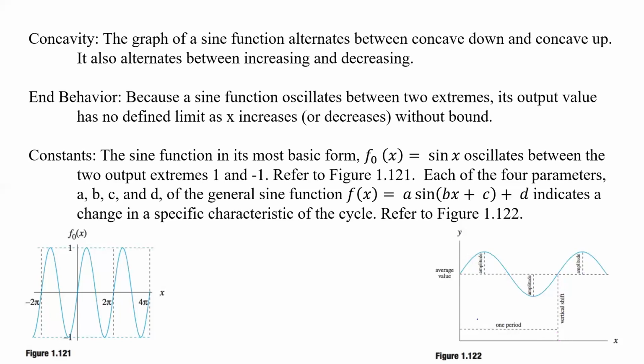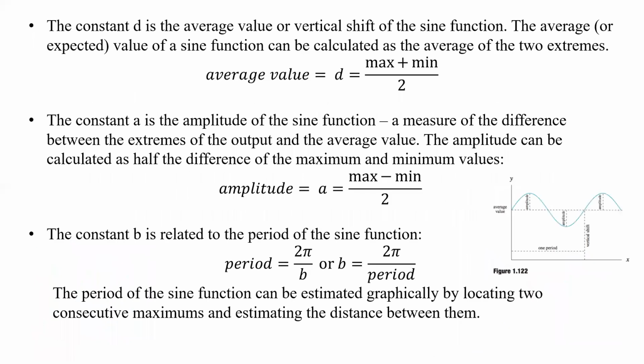A period goes from the same point to the same point. We could pick this point to this point, or this point over here to that one, or we could go from here to here. It just has to be from the same point to the same point, and that's going to be your period. Okay. So our constant d, again, is the average value or the vertical shift of the sine function.